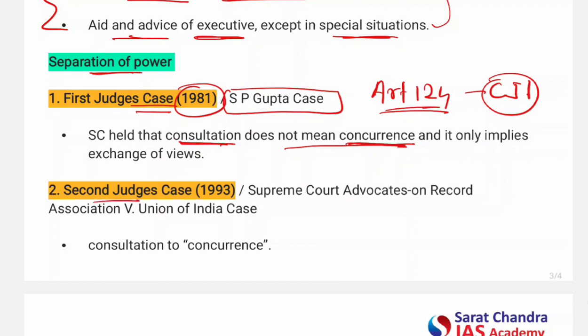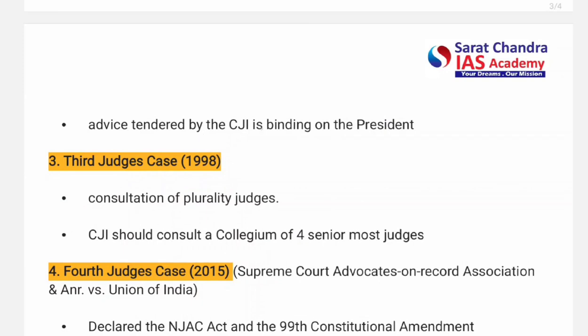However, in the second judges case of 1993, also known as the Supreme Court Advocates on Record Association versus Union of India, the Supreme Court said that consultation means concurrence. That means the consultation or the advice given by the CJI to the President will be binding on the President. So, advice tendered by the CJI is binding.